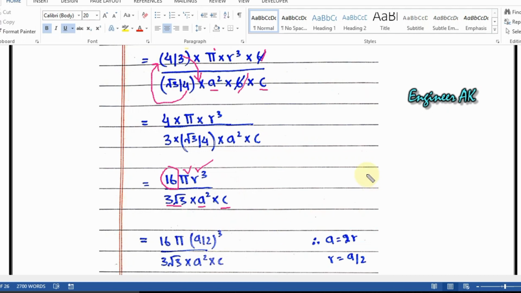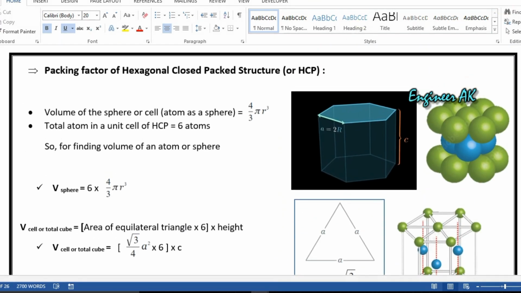Now let me make one thing more clear: the distance that we have taken from this point till this point is 2r, right? A is equal to 2r. So how does this come out to be 2r? If we see this diagram, this distance is the distance from the center of this atom till the center of this atom, right?